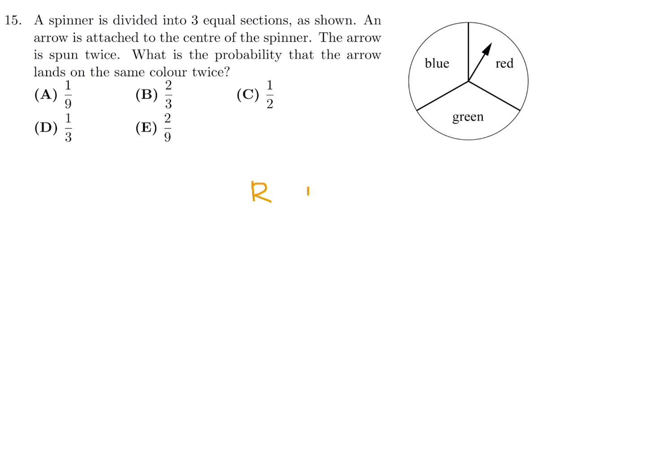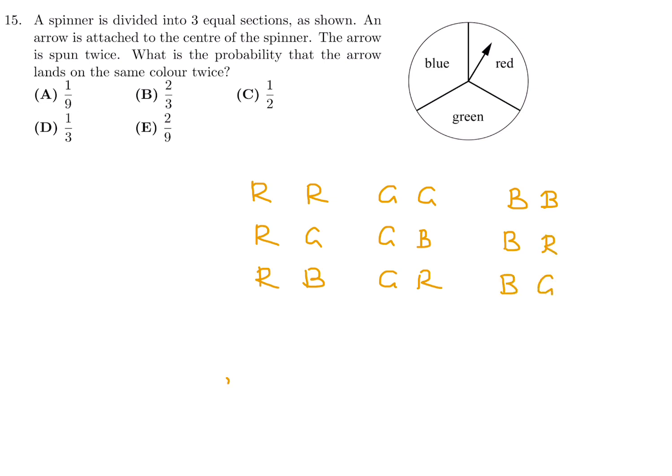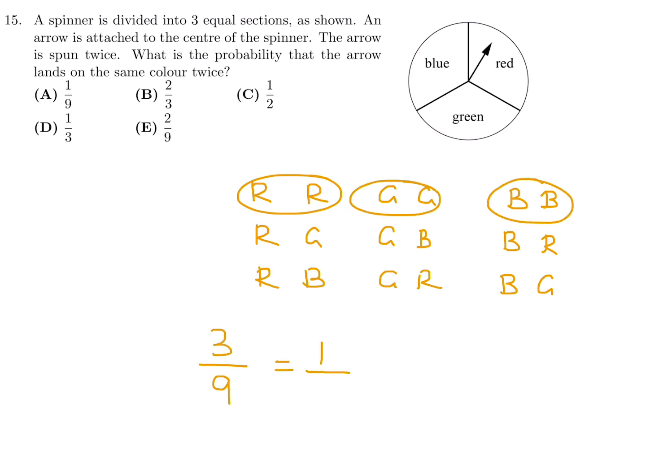Red on the first, red on the second. Red on the first, green on the second, red on the first, blue on the second. Green on the first, green on the second. Green, blue, green, red. And then blue, blue, blue, red, blue, green. Okay, it looks like I have 9 possible ways, and which ones are having the same color twice? This one, and this one. So 3 of them. And that would be 1/3.